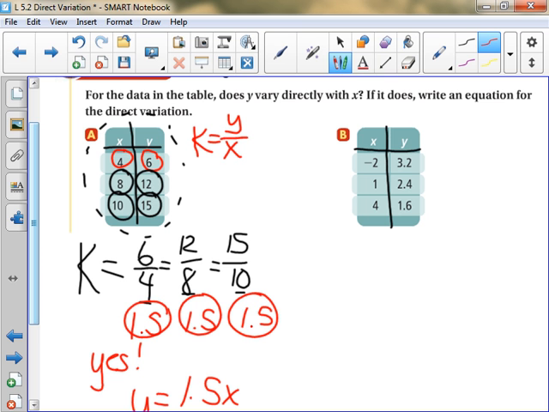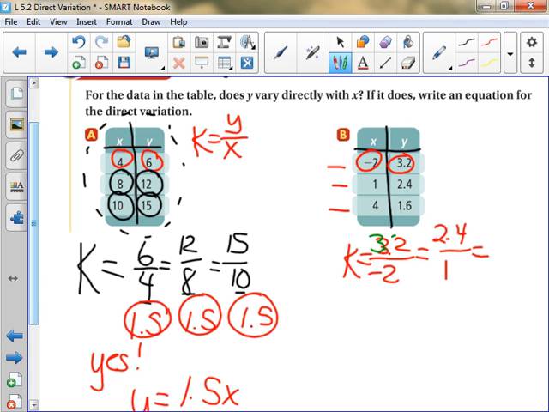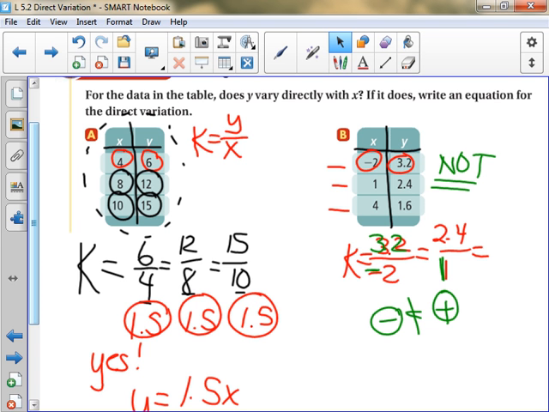In part B, you're doing the same thing. Does the k stay constant? Is y over x the same all the way throughout the table? 3.2 over negative 2, that's the first y and x. Is that equal to 2.4 over 1? Now at this point, I can stop, because I recognize that 3.2 divided by a negative number will equal a negative answer, and 2.4 divided by positive 1 will equal a positive answer. Those two are not equal. This is not a direct variation. And that's it.